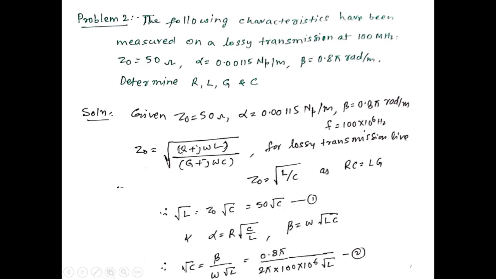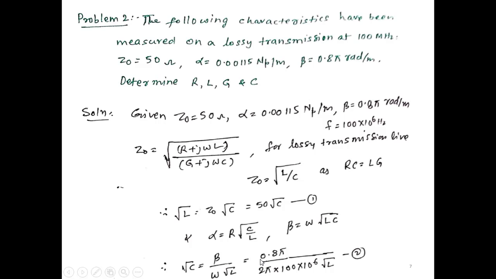Substitute Z0 is equal to the square root of (R plus j omega L) with (G plus j omega C). We will get some value. And for a lossy transmission line, Z0 is equal to the square root of L by C as RC is equal to LG. Therefore, root of L is equal to Z0 times root of C, which is 50 root C, and alpha is given by R into root of C by L. Therefore, beta is equal to omega root LC. Then root C from this is given by beta divided by omega root L.